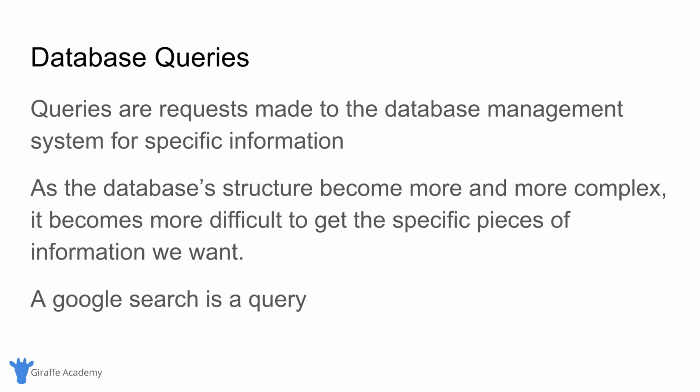As a database's structure becomes more and more complex, it becomes more difficult to get the specific pieces of information that we want. If you have a very complex database layout or schema, then getting a specific piece of information can be a little bit tricky. And that's why we write database queries. You could write a very complex database query, which in a lot of ways is like a program, if you've ever used a programming language before. That query will then instruct the relational database management system to grab a specific piece or specific pieces of information from the database.